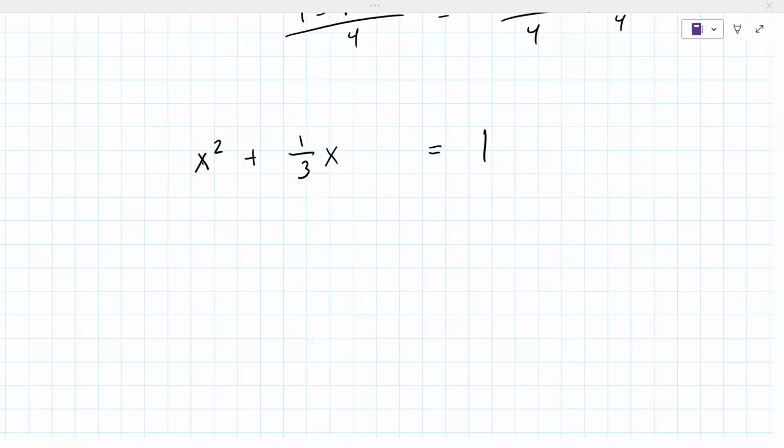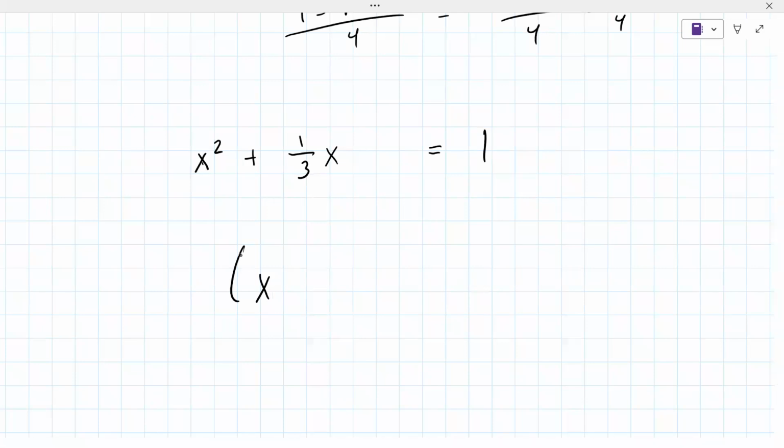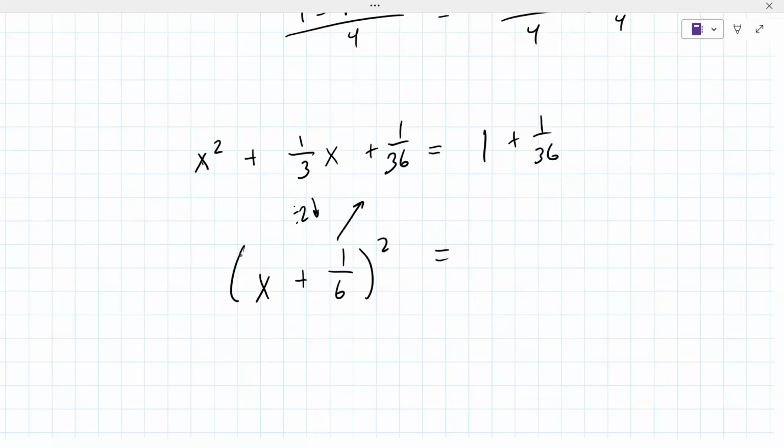Would you have to answer in decimal form? Just give me what you got inside parentheses here. What did you put down inside parentheses? X plus 1/6 squared. Okay, and what did you add to both sides? I believe I added 1/36. Good. What is this on the right as a fraction when you add it together? I got 37 over 36.